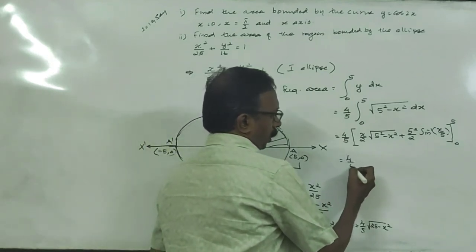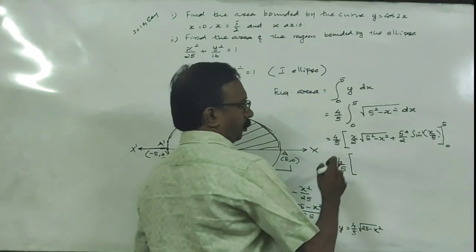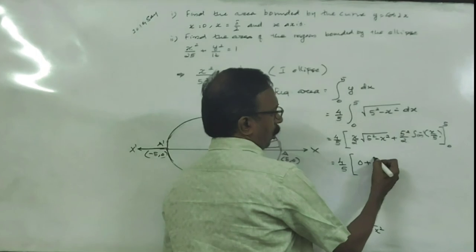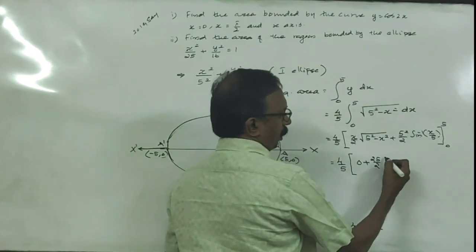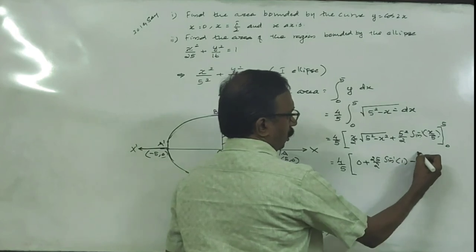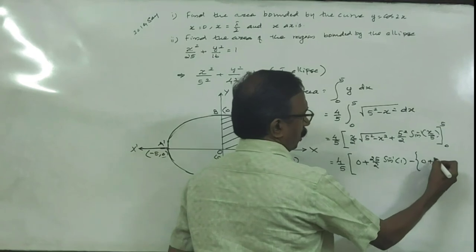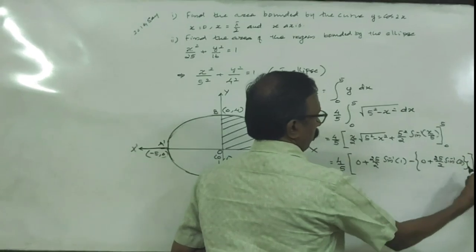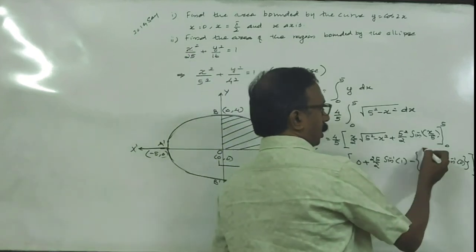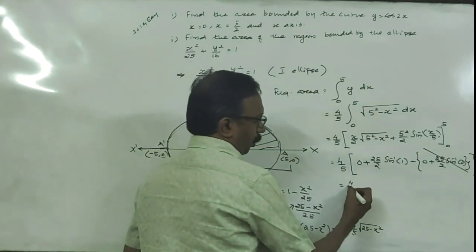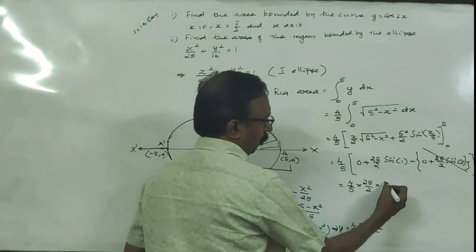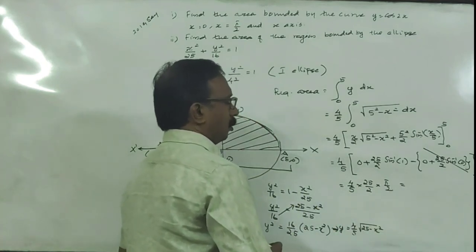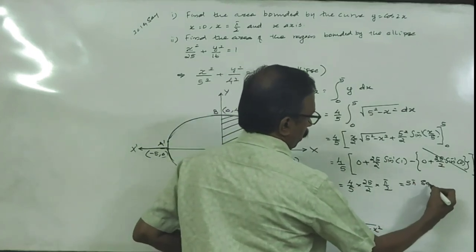That is 4 by 5 into, if we put x is equal to 5, 5 square minus 5 square is 0. So the first part becomes 0 plus 25 by 2 into sin inverse 5 by 5, which is sin inverse 1, minus the lower limit, when x is equal to 0, it becomes 0 plus 25 by 2 into sin inverse 0. Sin inverse 0 is 0, so this term gets cancelled. Now 4 by 5 into 25 by 2 into pi by 2. That is 5 pi square units.